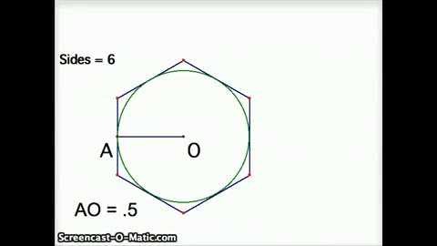Hi, this is Mr. Rubenstein, and today I'm going to show you how Archimedes calculated a very nice approximation of pi back in about 250 BC using only two geometrical theorems. One was the very famous Pythagorean theorem, and the other is the less known angle bisector theorem.